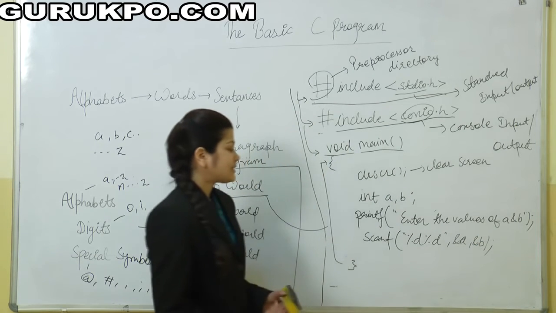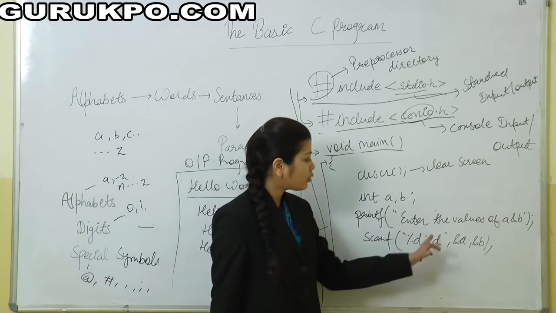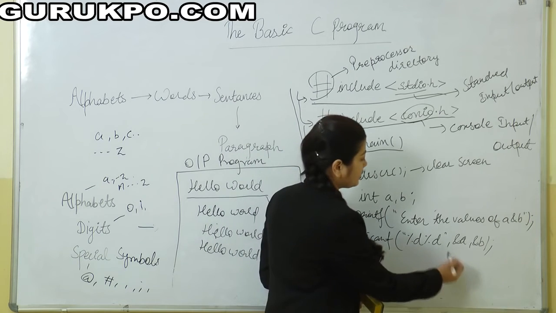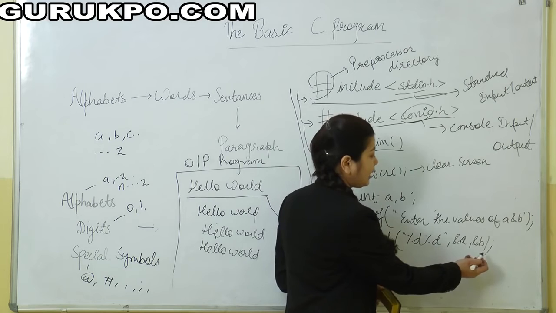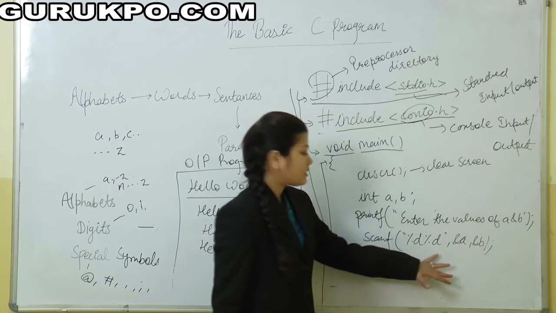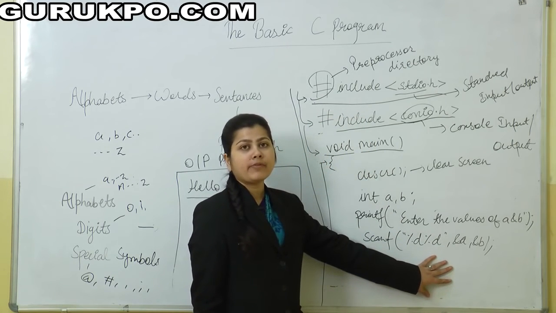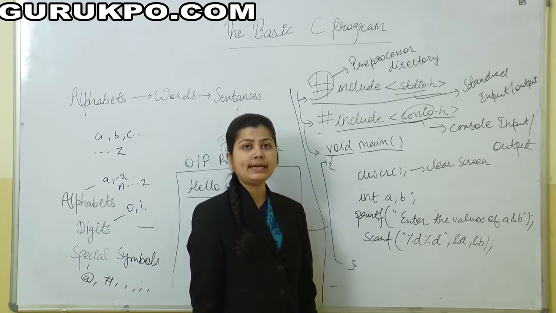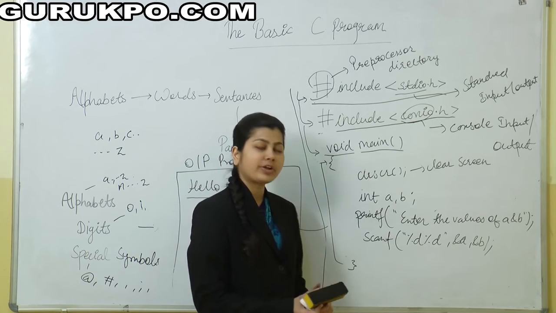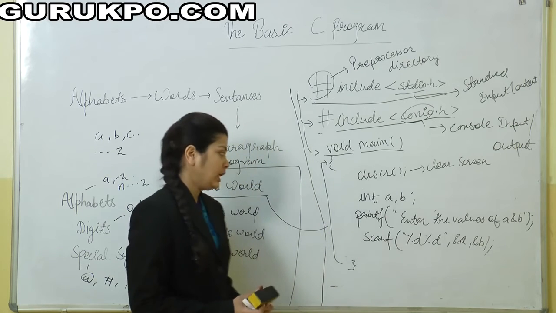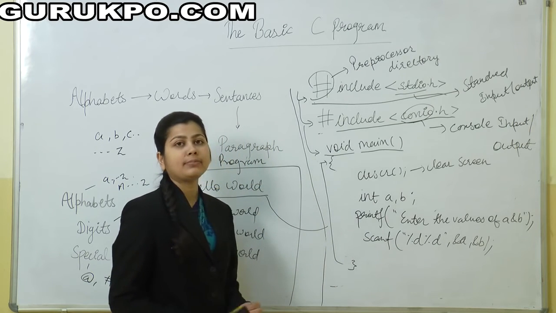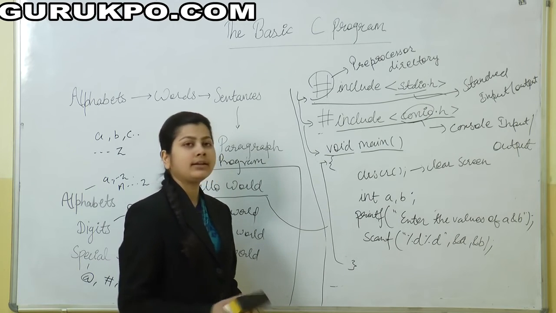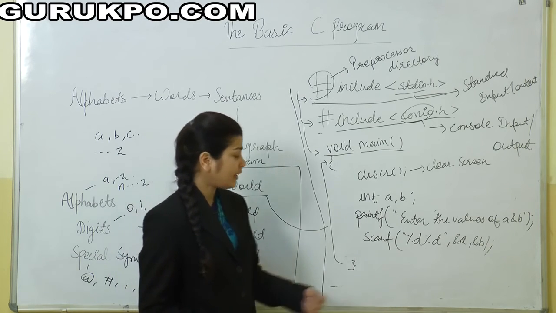In the scanf, the statement is in double quotes, we use %d and %d separated by a semicolon. After that we use &a and &b. The %d is the format string which defines that the variables we use in our program are of integer type. The format string for integer is %d. Similarly, for other data types the format string is different, which we discuss in another lecture.